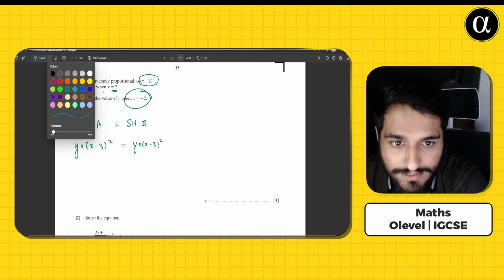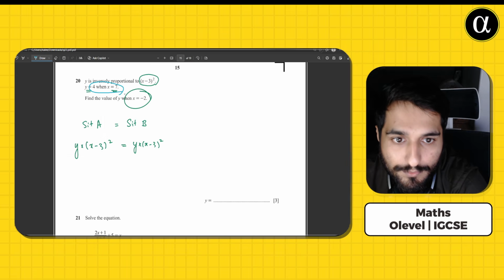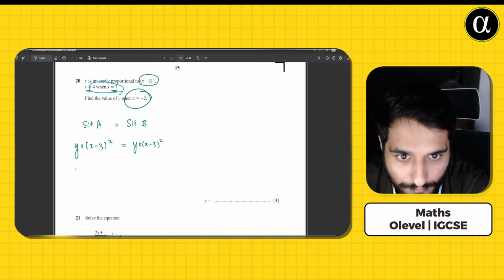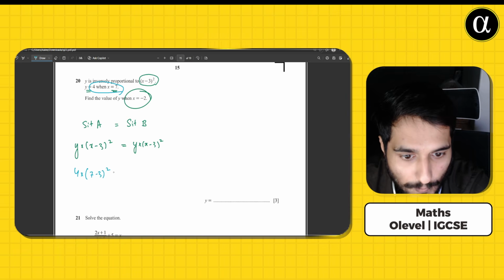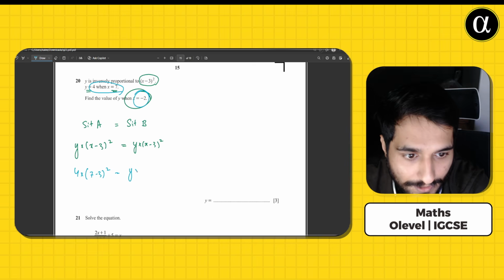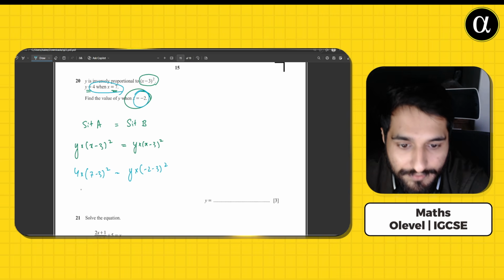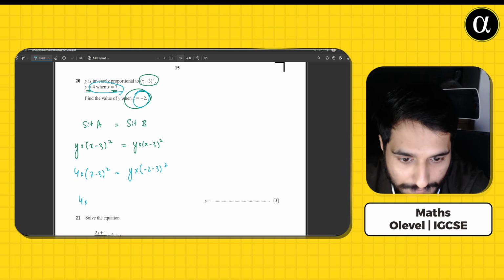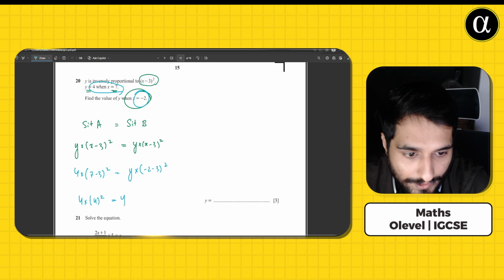Now, what is the first case? This is the first scenario where y is 4 and x is 7. So we'll plug in y as 4 and x as 7. So it's going to be 4 times (7 minus 3) squared is equal to the scenario B where x is minus 2, so y times (minus 2 minus 3) squared. And what happens is it's going to be 4 times 7 minus 3, that is 4 squared, is equal to y times (minus 5) squared.